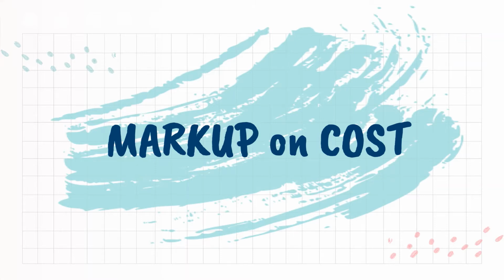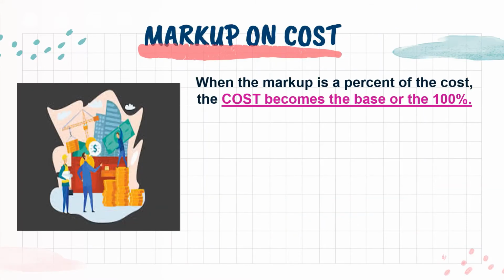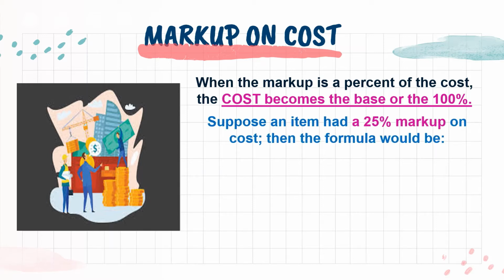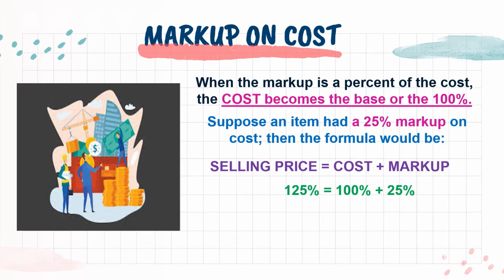Markup on cost. When the markup is a percent of the cost, the cost becomes the base, or the 100%. Suppose an item had a 25% markup on cost, then the formula would be selling price is equal to cost plus markup. Meaning, 125% will be the selling price.